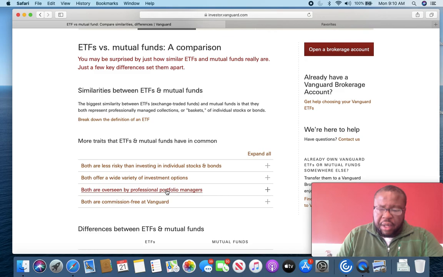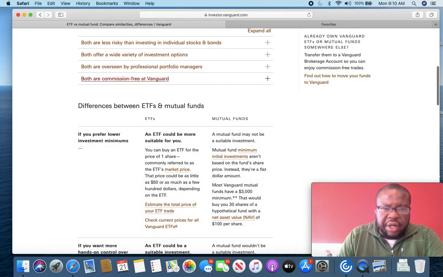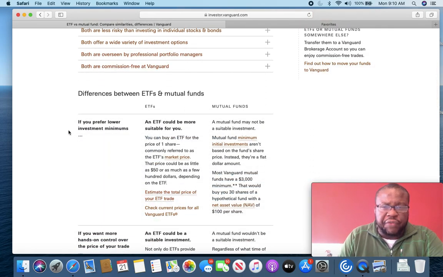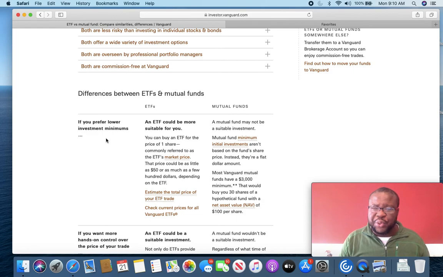Okay? All right, let us look at some of the differences between ETFs and mutual funds, a little review. So if you prefer lower investment minimums, ETFs could be suitable for you. Why? Because to get into the ETF, all you need to do is be able to afford one share.